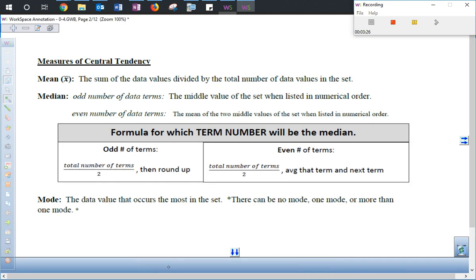Alright, now we're going to move on and talk about measures of central tendency. Measures of central tendency is composed of 3 different things: mean, median, and mode. And yes, I know that you guys have done this before, so this should be a pretty quick lesson. The mean, just a quick refresher, is the sum of the data values divided by the total number of data values in the set. The median is like the middle, and the mode is what occurs most often. There can be more than one mode, or there could be no modes.